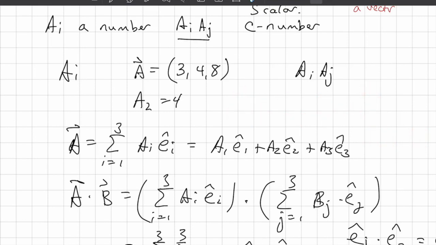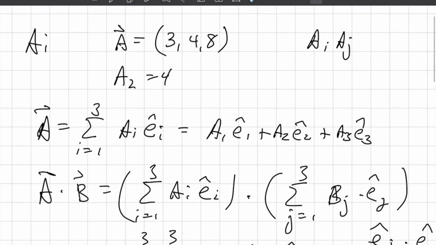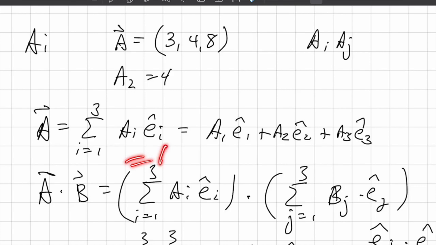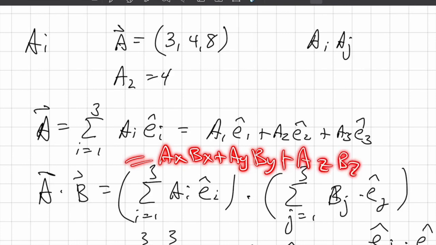Okay. So now if I want to do the dot product of two vectors, A dot B, you probably know that already. It's just Ax Bx plus Ay By plus Az Bz, right? But again, we're going to make it look more complicated, because we're going to learn something from this.